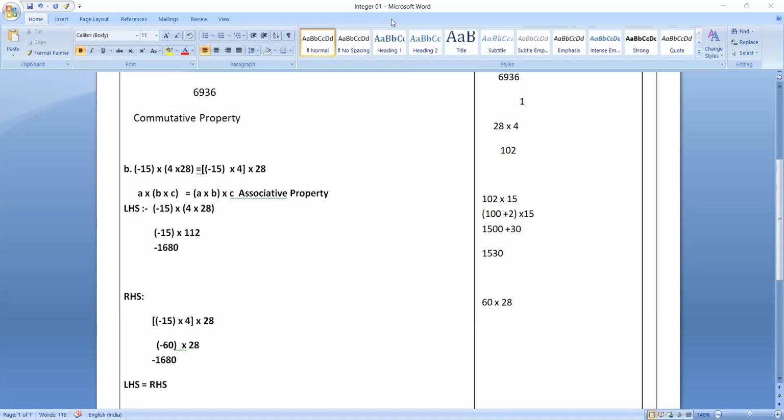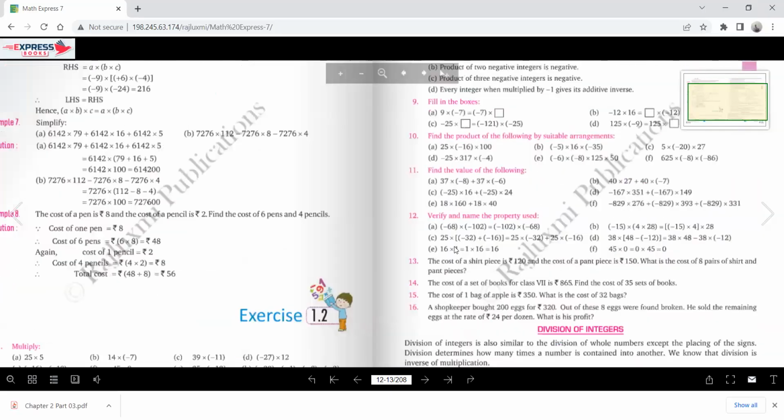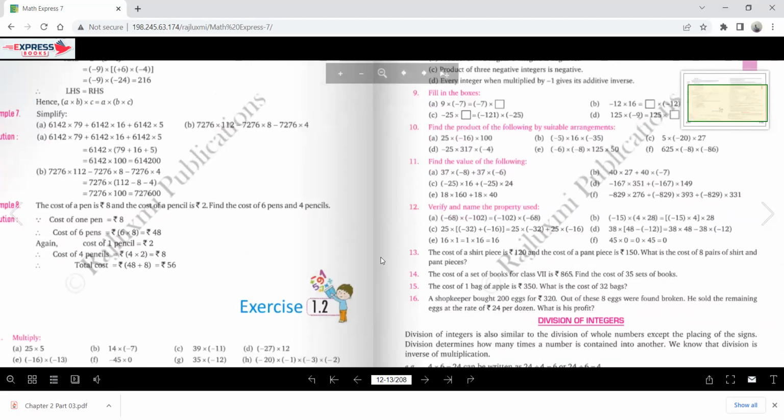Now let's move on. Question number C. You can see question number C, D, E, F. We have to solve in the same way. Now let's move on to the word problems. Question number 13 says that the cost of a shirt piece is 120 and the cost of a pant piece is 150. What is the cost of such pant and shirt pieces?